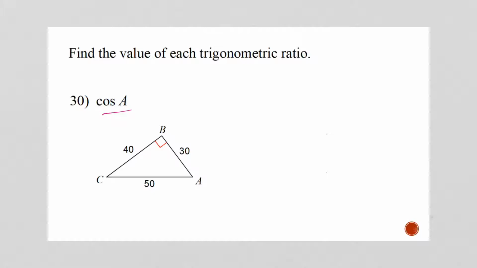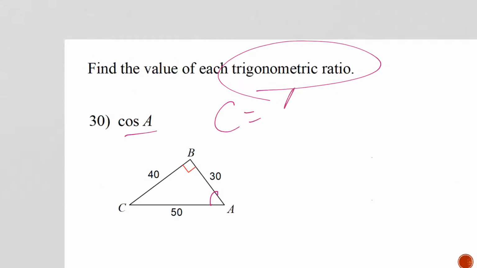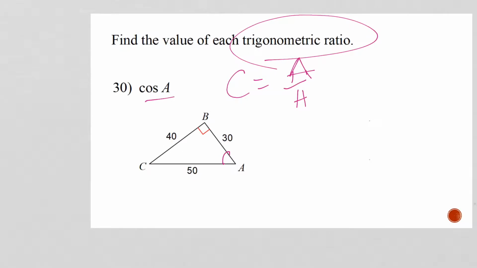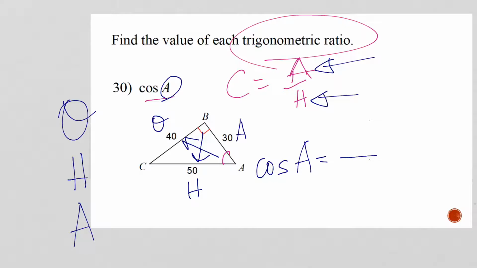This one's asking us to find the trig ratio of cosine of angle A. So cosine is CAH, which is adjacent over hypotenuse. Some of you are still struggling with naming your sides. So O for opposite, H for hypotenuse, A for adjacent. Because it's talking about angle A, I'm going to label the opposite side O. The hypotenuse has to be H, which means the last side will be A. So cosine of angle A is equal to A divided by H.